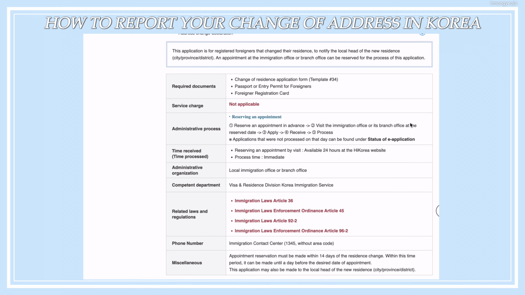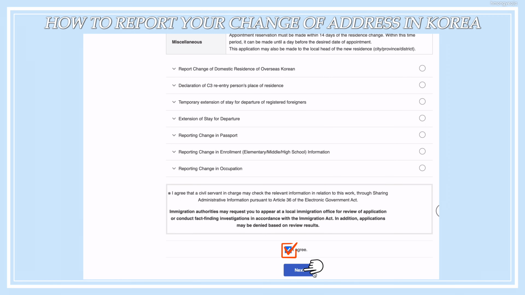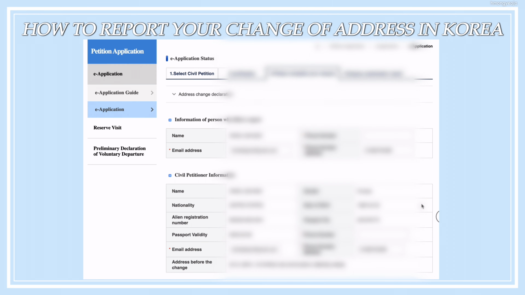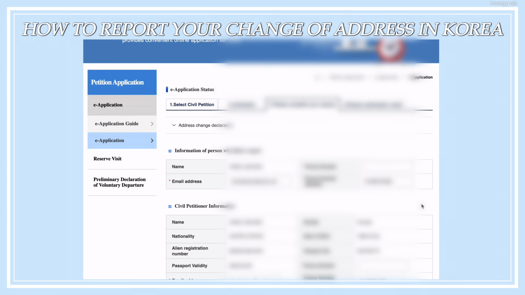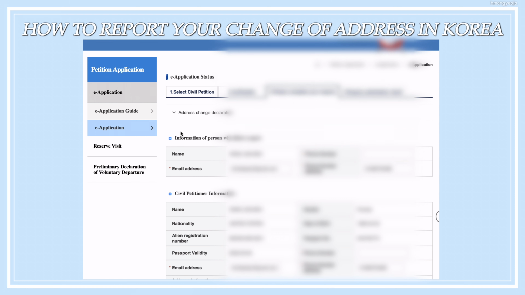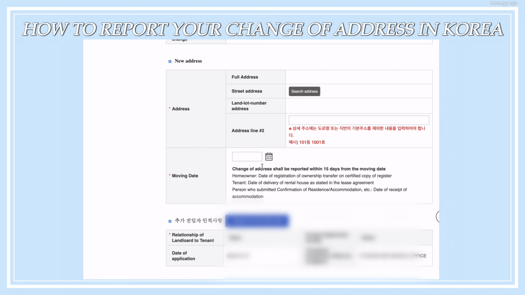Once you see this page, all you need to do is scroll down to the bottom, check the box, and hit next. On the next page, you will be able to see all of your information and your current address. I am logged into my account, so I'm able to see all this. I'm not sure if it shows if you're just using this as a non-member, but then if you scroll down a little bit, you'll be able to see a section for the new address. Go ahead and fill in that information with your new address.